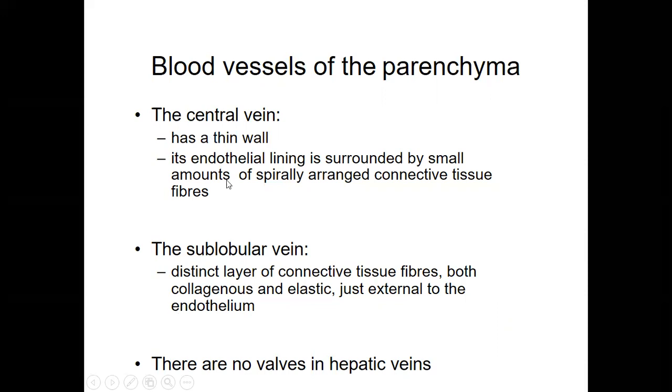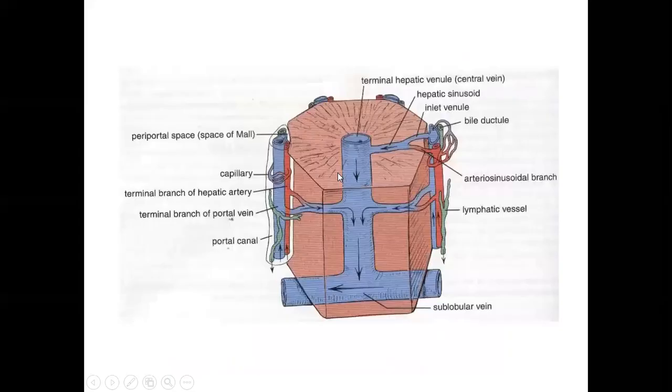Okay, there is no valve in the hepatic vein. This is more important, you have to remember: no valve in the hepatic vein. Okay, this is the terminal hepatic venule, central vein. And then you can see here this terminal hepatic venule. So the blood from here will be drained into the larger vein, the sublobular vein.